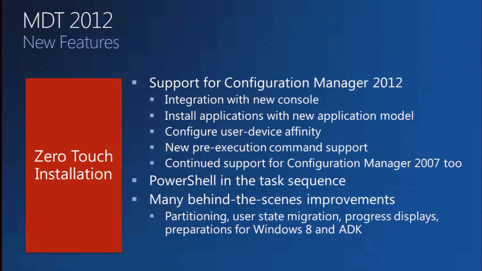On the partitioning side, with MDT 2010, if you created a Config Manager task sequence using MDT, that would by default create a single partition, regardless of the operating system that you were deploying, which isn't a recommended configuration. If you're deploying Windows 7, you should be creating two partitions, a boot partition and an OS partition. So we've updated the task sequences to always create that appropriate partition structure when you're doing a bare metal deployment.